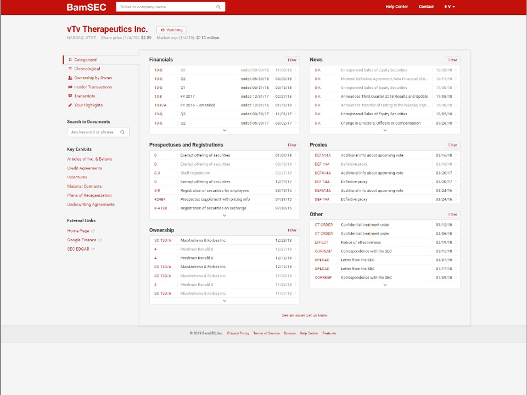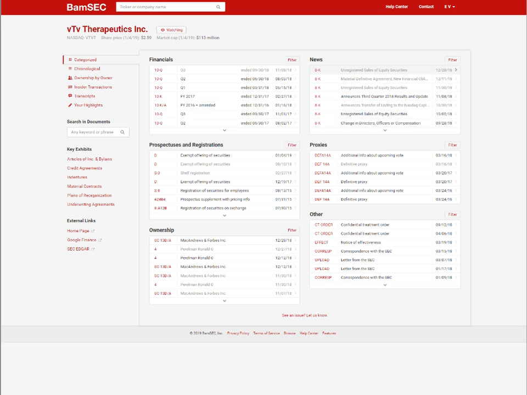So let's take a look at some of the things that I notice when I look at BamSEC. The first thing I always want to do is just look and see what's the most recent stuff. You do see that the Form D from just the other day actually is the most recent thing. And if you look over at their 8-Ks, you see also the unregistered sale of equities. And that is Form Ds. So you can take quick looks at those.